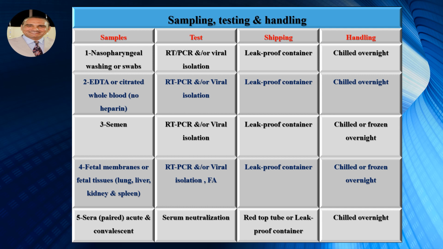The fifth sample is sera, double-paired serum, acute and convalescent stage. This is used for the serum neutralization test. Shipping in a red top tube or leak-proof container. Handling by chilling overnight.